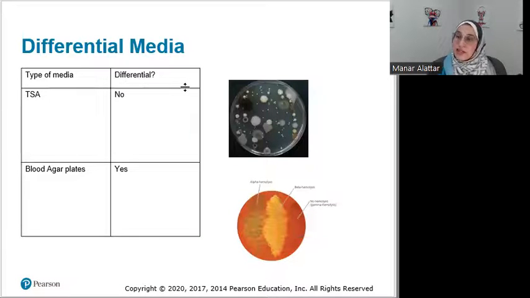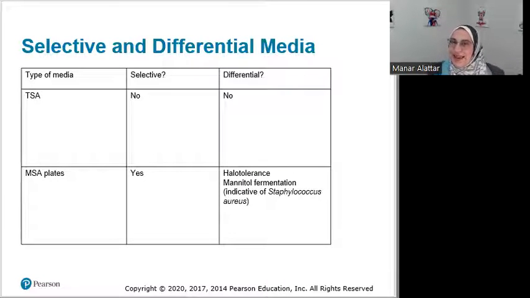Okay. And so when we're talking about media in the lab, we're going to ask the question, is it differential? Does it differentiate between the organisms that grow on it or not? Are we just seeing generally organisms growing? We've talked about selective media and differential media. Oftentimes you'll have selective media that is also differential. The example that we used before, mannitol salt agar, is actually selective and differential. It selects for certain organisms, and it differentiates between certain organisms as well.